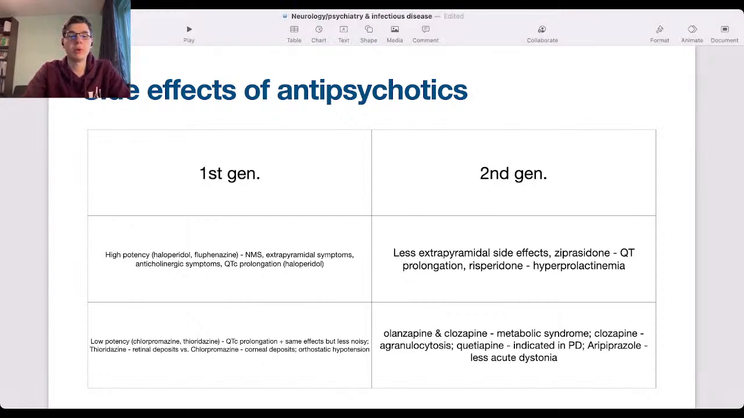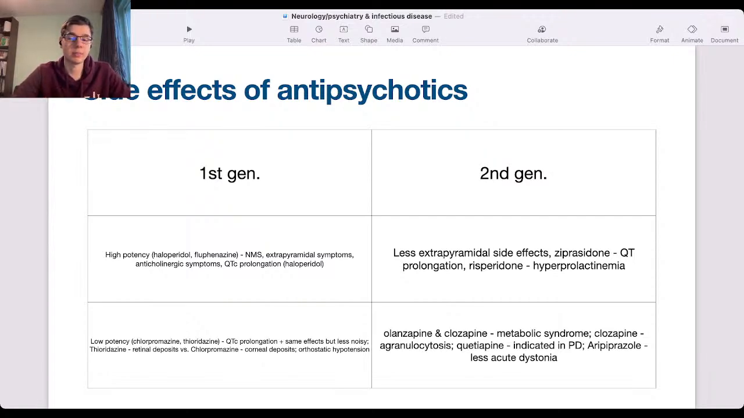In the case of low potency antipsychotics, chlorpromazine and thioridazine, we have QTc prolongation plus the same effects but less noisy. In the case of thioridazine, as we discussed, there are retinal deposits, whereas in the case of chlorpromazine there are corneal deposits. Both of them are linked with orthostatic hypotension. Now, in the case of the second generation, there are fewer extrapyramidal side effects, but we have ziprasidone with QT prolongation. And in the case of risperidone, we will frequently have hyperprolactinemia. The typical case is of a man that experiences impotence due to taking risperidone.